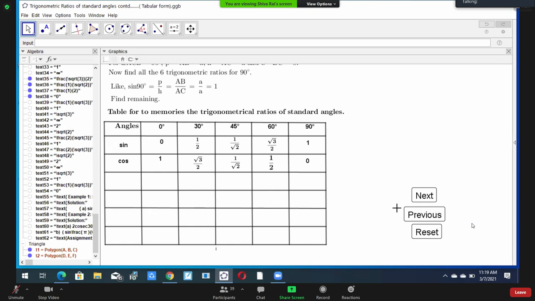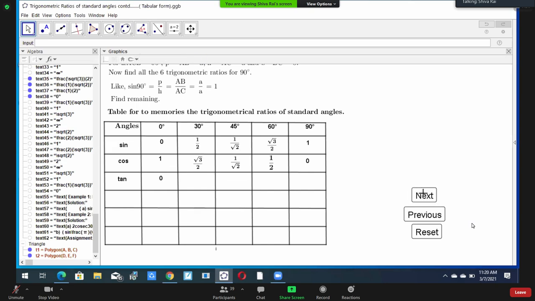For next, tell me for tan 0 degree. Tan 0 degree equal to what can we write? Tan 0 degree equal to how much? Anyone tell me? 0. How to find this? You know how to find this? Sine 0 degree upon cos 0 degree. Sine 0 degree equal to 0. 0 upon 1 is 0.